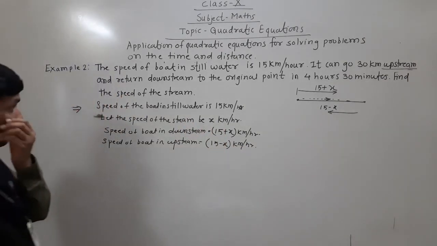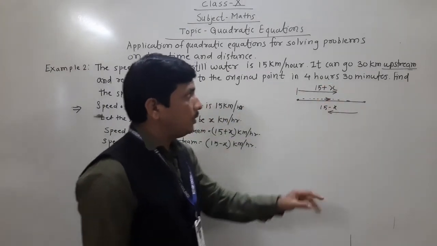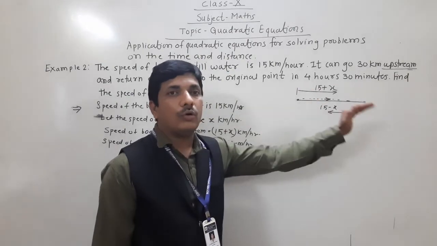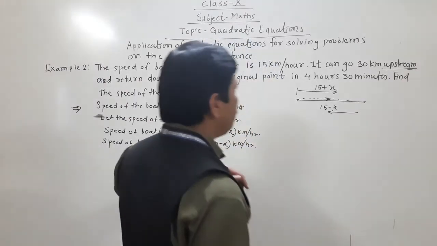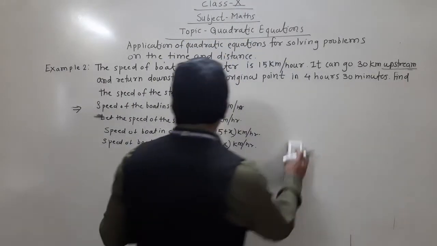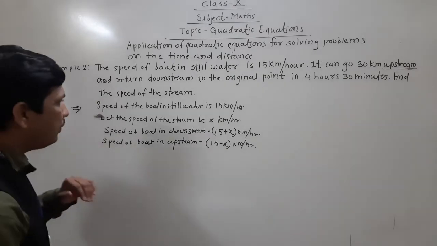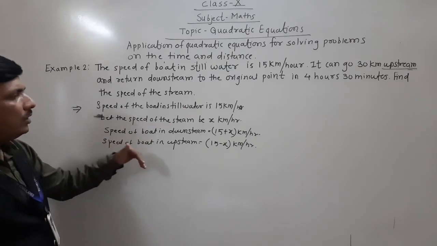Now we need to think about what is given: 4 hours and 30 minutes. It means from this point to this and again from this back to here, it will take 4 hours and 30 minutes. So that is given in time, and we need to convert all these things in terms of time.